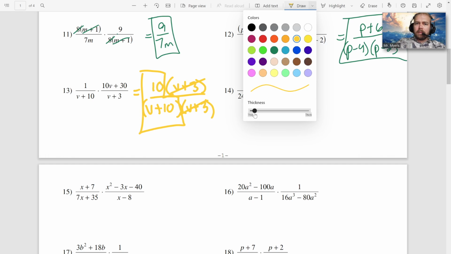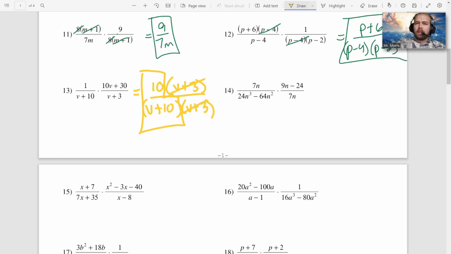Let's change it back a little bit. Just go a little bit thinner. All right, 7n's cancel. And looks like we can factor some stuff out from the top and the bottom. 9 and 24 both divide by 3. On the bottom here, 24 and 64 both divide by 8, I believe is the GCF. So 8n squared.